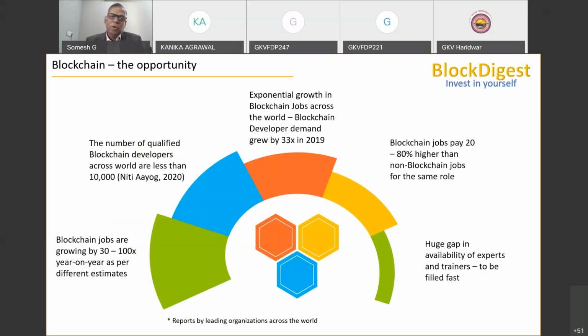Hence, the opportunity is obvious. The jobs are growing multifold. However, earlier this year, Niti Aayog published a report that said there are less than 10,000 blockchain developers across the world, compared to about 36 million IT workers in India, right? The developer demand is growing by 33x in 2019, and by a significant number this year. Blockchain jobs pay 20 to 80% higher, and hence the opportunity is obvious.